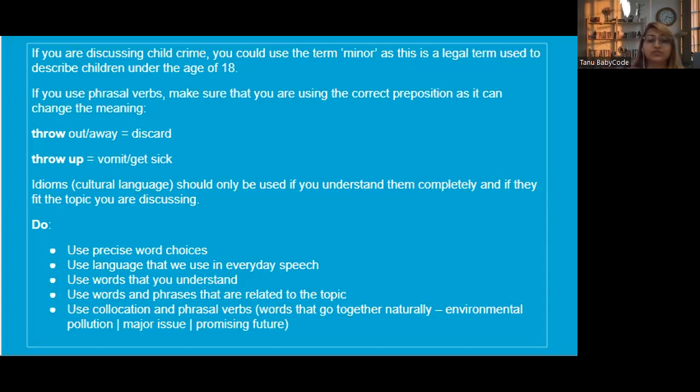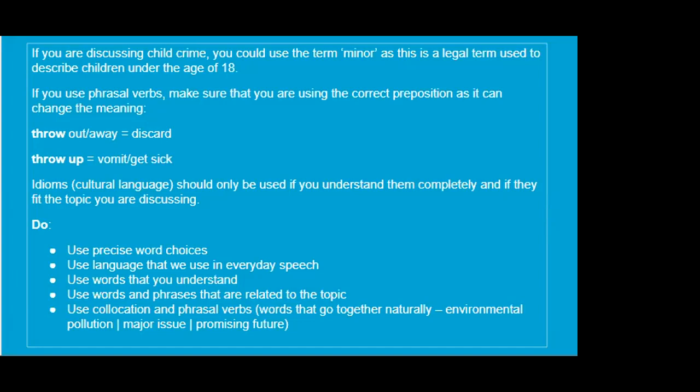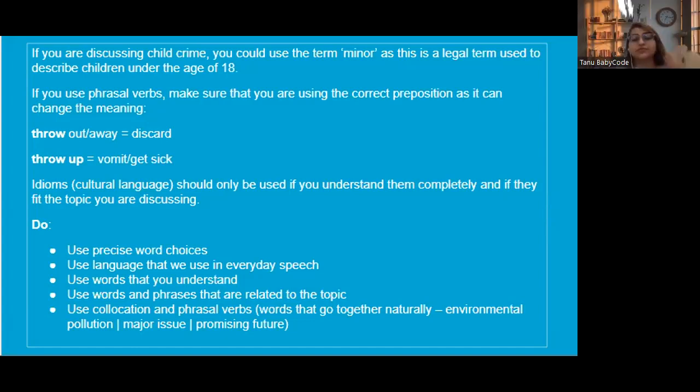What are the do's? Do use precise word choices, the accurate choices. Do use language that we use in everyday speech. Do use words that you understand. Do use words and phrases that are related to the topic. Do use collocations and phrasal verbs, words that go together naturally, for example, environmental pollution, major issue, promising future. So focus on collocations as well as on phrasal verbs, right?